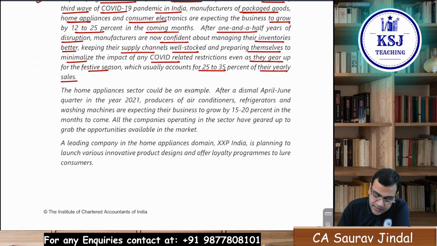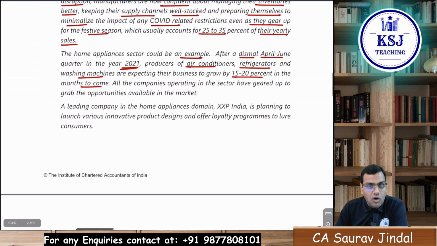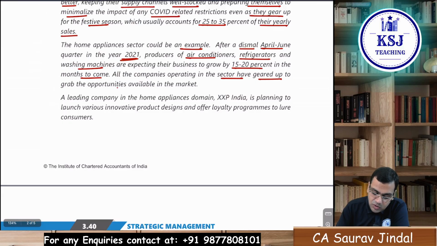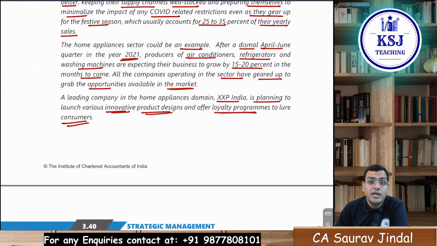The home appliances sector could be an example. After a dismal April to June quarter in 2021, the year of COVID, they are now expecting that as COVID has reduced, people will come out and buy the products. The producers of air conditioners, refrigerators, and washing machines are expecting their business to grow by 15 to 20% in the months to come. All the companies operating in the sector have geared up to grab the opportunities available in the market. A leading company in the home appliances domain, XSP India, is planning to launch various innovative product designs and offer loyalty programs to lure customers.